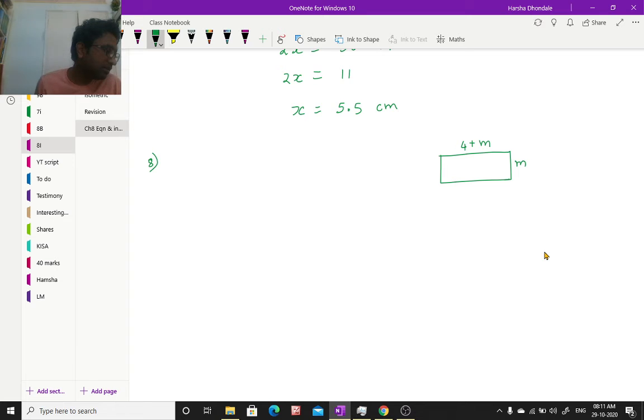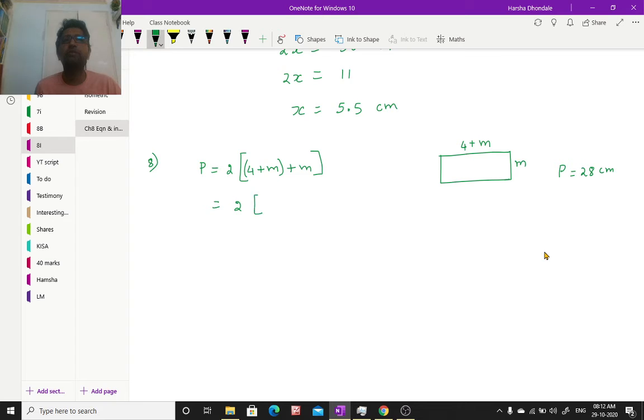Okay, then, the perimeter of the rectangle is 28 centimeter. Perimeter equals 28 centimeter. Find the length of each side. So you need to find length of each side. So this is the rectangle, opposite sides are equal. So you just have to find 4 plus m and what is m. So what I'll do, perimeter equals, add the adjacent sides, 4 plus m plus m. I have added these two sides and then double it, or 2 into L plus B, however you want to call it. So 2 into 4 plus 2m.